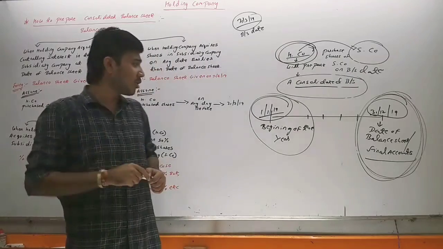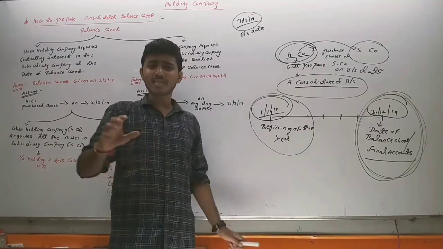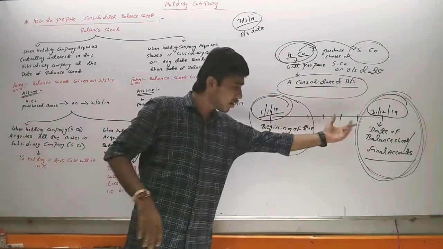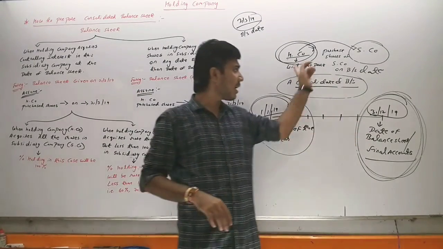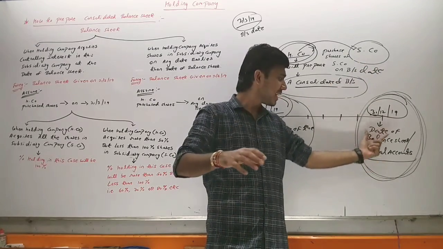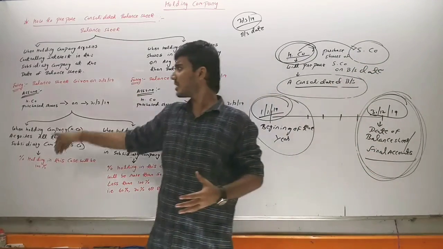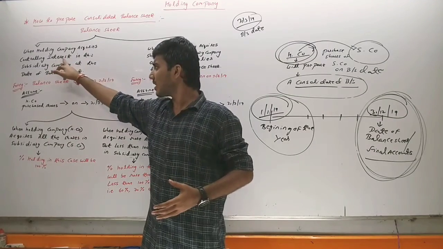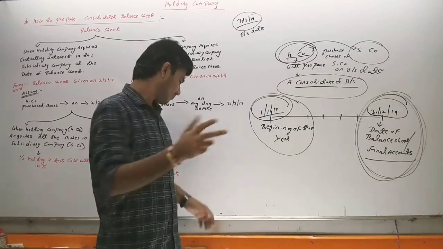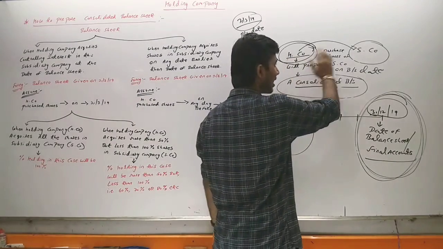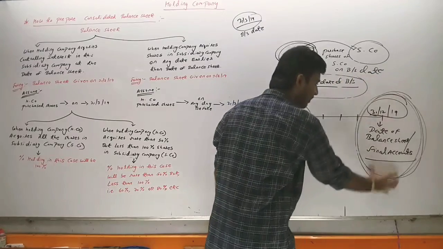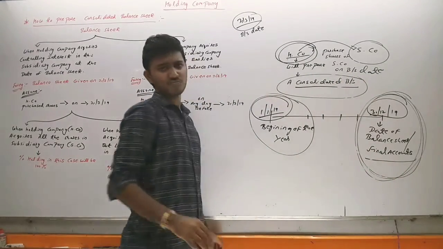I have told you earlier also that holding company can purchase the shares on any date, whether at the beginning of the year or between the mid of the year on any date, or holding company can purchase the shares of subsidiary company at the year end, which is known as date of balance sheet. So our first case is when holding company acquire controlling interest in the subsidiary company at the date of balance sheet. So this is our case that holding company has purchased the shares of subsidiary company on balance sheet date. On balance sheet date means last date.